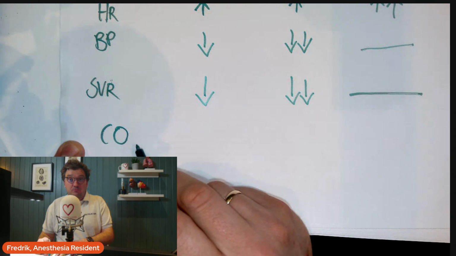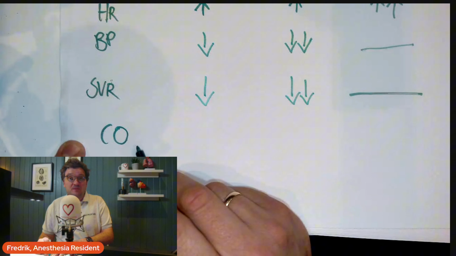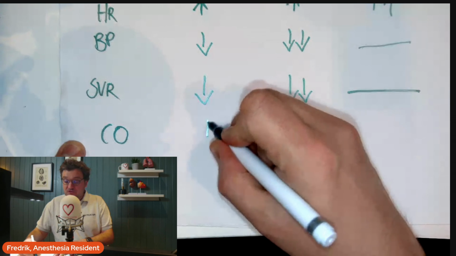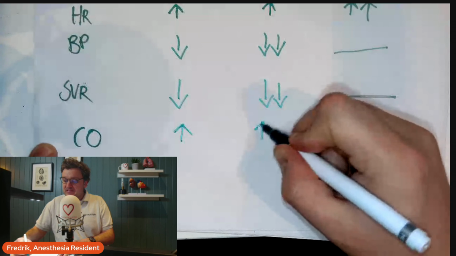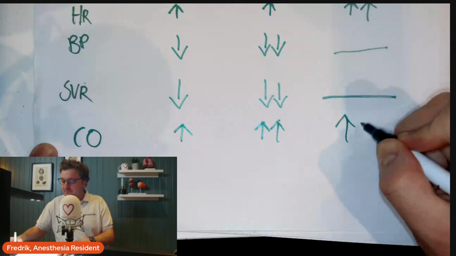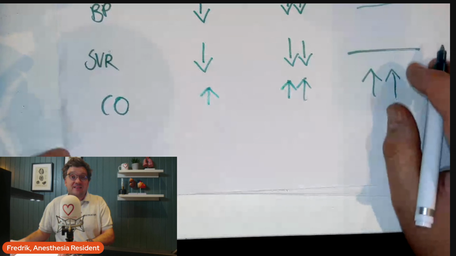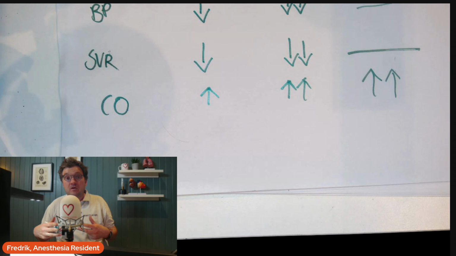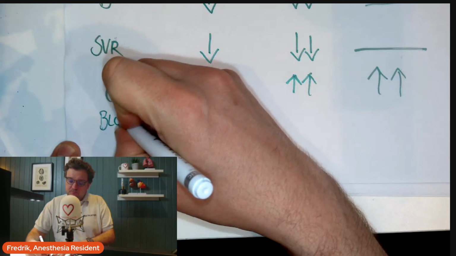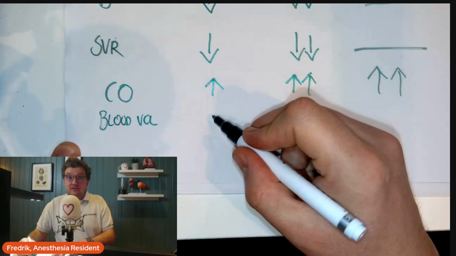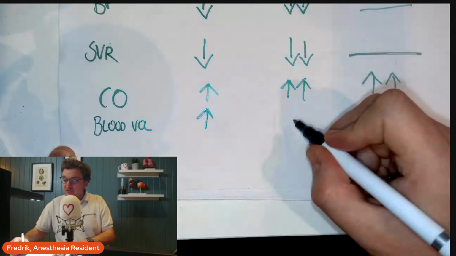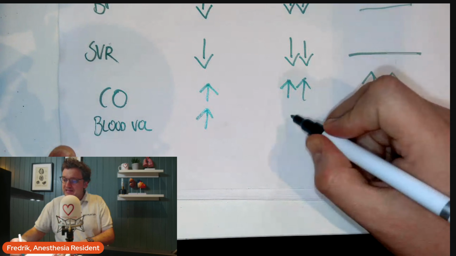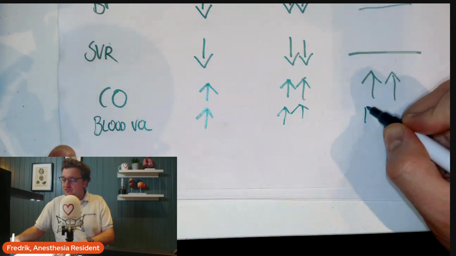So when you look at the cardiac output, how much blood does the heart pump out each minute? It's slightly increased in the first trimester and then greatly increased in the second and third trimester. This also corresponds well with the fact that there is an increased blood volume. Obviously, the fetus and the placenta and so on need a sufficient blood supply, so there is a marked increase in total blood volume. So blood volume is somewhat increased in the first trimester and then greatly increased in the second and third trimester.